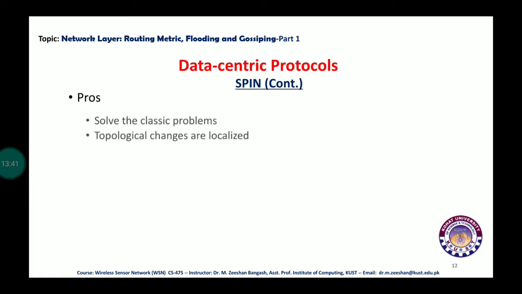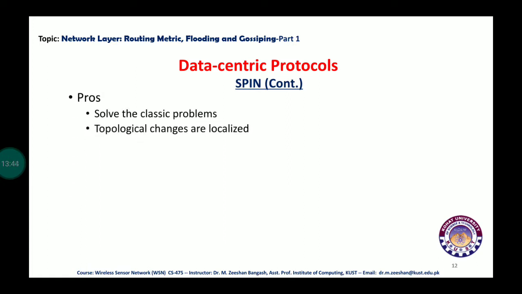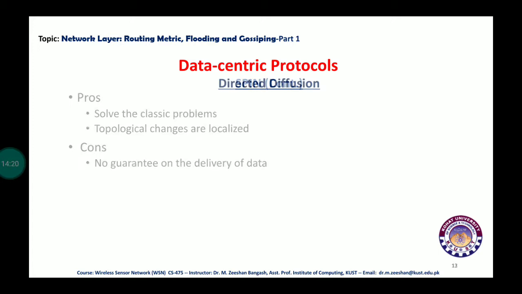Some of the advantages are that the classical problems we observe in traditional networks related to optimized routing are addressed in the SPIN protocol. Similarly, whatever topological changes happen are localized in that network, so the SPIN protocol is effective for localized topological changes. However, it has some drawbacks too. The data that is to be delivered from a source to a destination has no guarantee, so there is no acknowledgement type of mechanism.